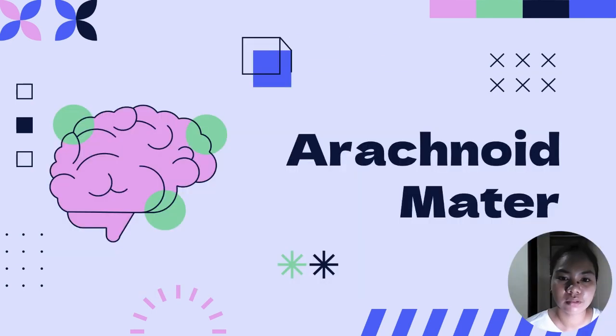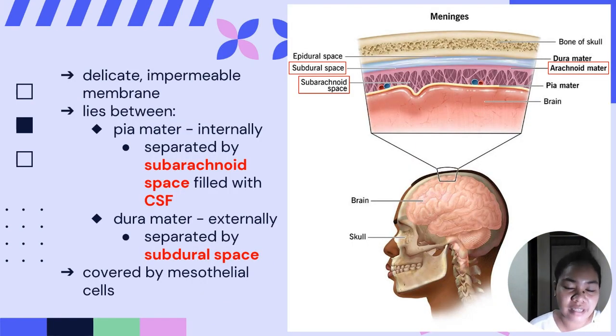Thank you. And now, let's move to the second meningeal layer of the brain, which is the arachnoid mater. The arachnoid mater is a delicate, impermeable membrane that lies between the pia mater internally, which is separated by the subarachnoid space filled with CSF, and dura mater externally, which is separated by the subdural space. The outer and inner surfaces are covered by mesothelial cells.